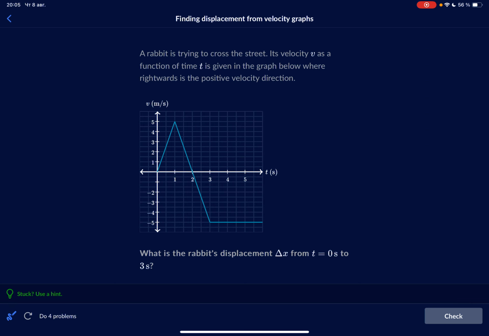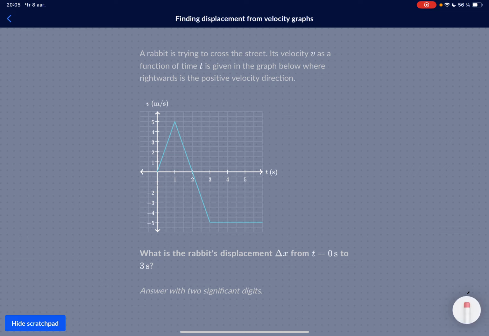A rabbit is trying to cross the street. Its velocity as a function of time is given in the graph below, where rightwards is the positive velocity direction. What is the rabbit's displacement from 0 to 3? So they're asking for a displacement, and it starts from there, goes to 1, 2, and 3, right? As we said before, we should multiply velocity by time and divide it by 2, because we're lifting so much other space. That's why we should use this formula.